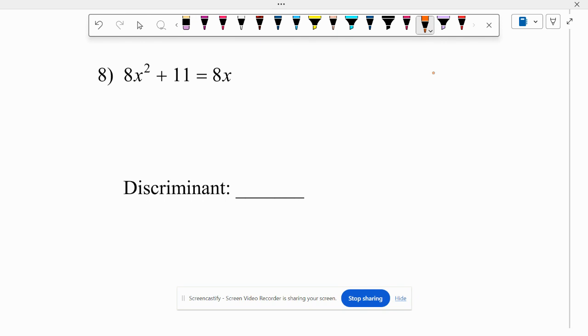Okay. Number 8. What can we do for number 8 so it's set equal to 0? I love it that you guys remember that. Do you always have to have your quadratic set equal to 0 to solve it? Yes, all of the time.